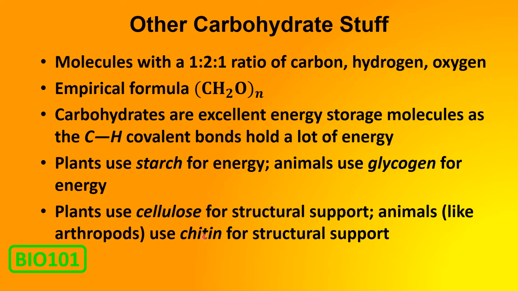Plants also use cellulose for structural support, and animals like arthropods, that's your crabs and your lobsters and your shrimp, use chitin for structural support. All of those are examples of carbohydrates.